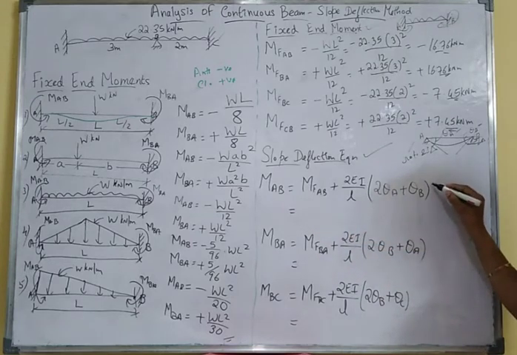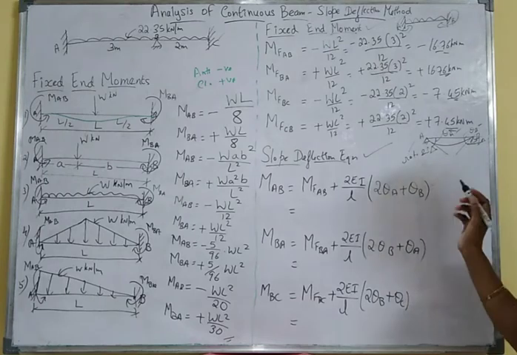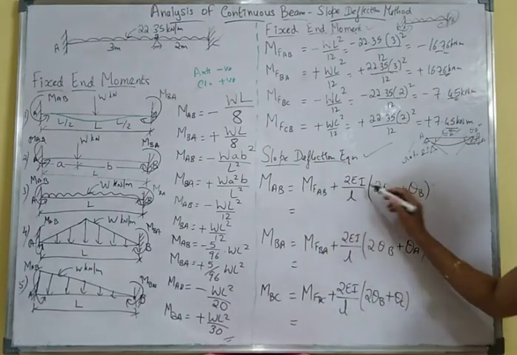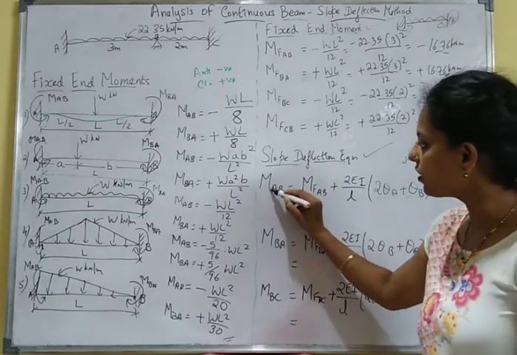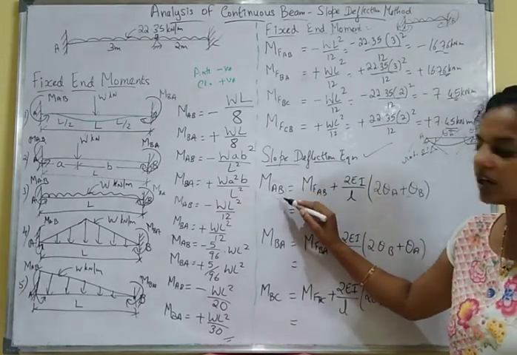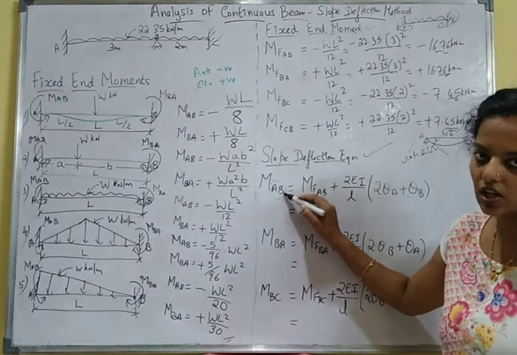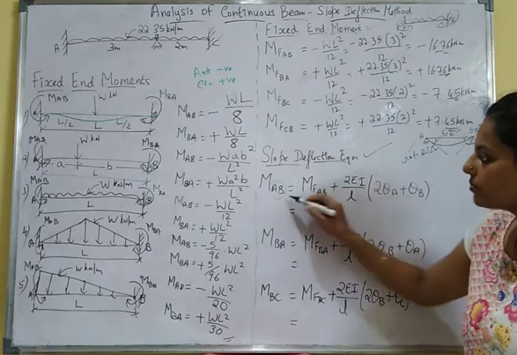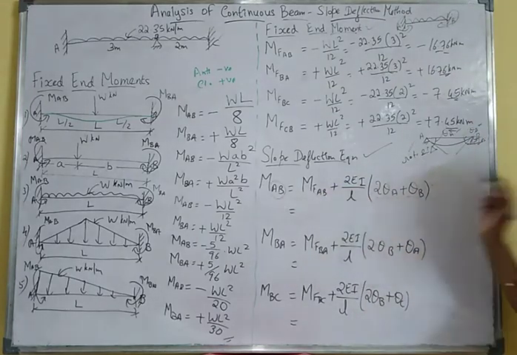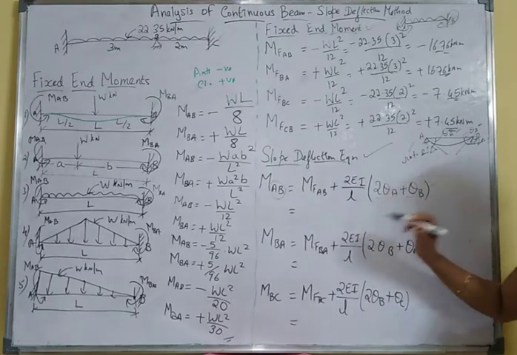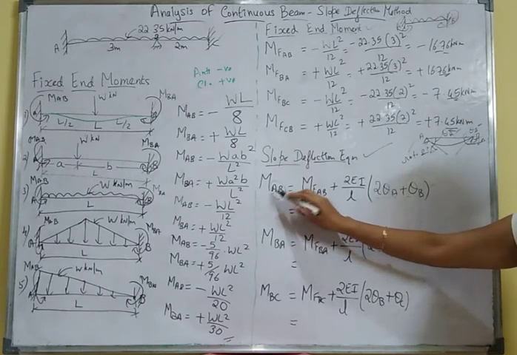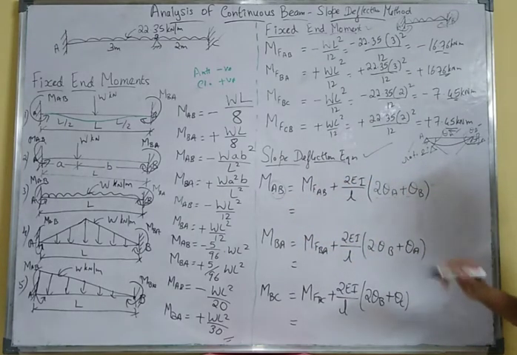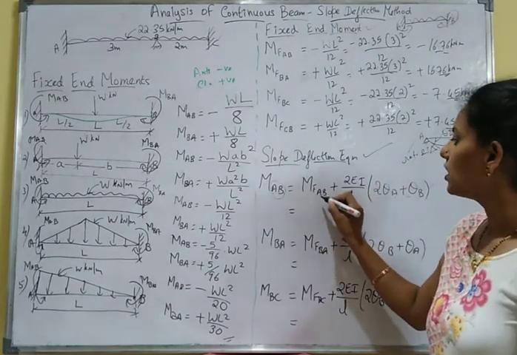Okay, this is your general formula for the slope deflection equation: fixed end moment plus 2EI by L into 2 times theta A plus theta B. How do we consider this 2 times and 1 time? Just see the point over here. Which moment are you going to write the equation for? Suppose it is the AB equation. Then rotation at A will be 2 times and rotation at B will be 1 time. Just see this point, A and B: if A is first, you write 2 times theta A. If B is first, you write 2 times theta B.